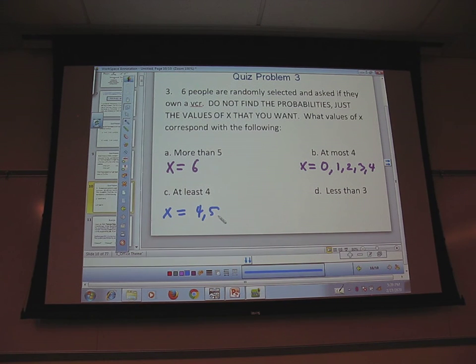And then less than 3. 0, 1, 2, 3. So 3, 2, 1, and do not forget 0. Oh wait, is 3 less than 3? No. So you can't have 3. Just 2, 1, and 0.